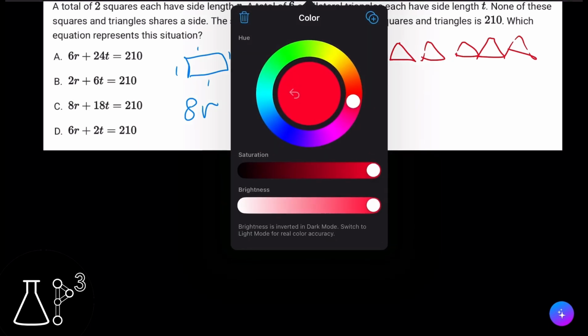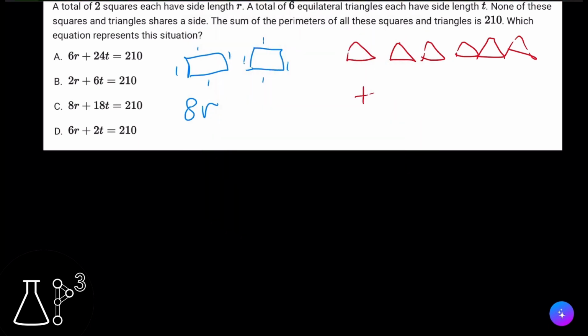If I have 6 triangles, and they all have 3 sides, what I want to do is multiply 3 with 6 to figure out how many side lengths of t there are. So 3 multiplied by 6 equals 18. Multiplying by t, that equals 18t side lengths.